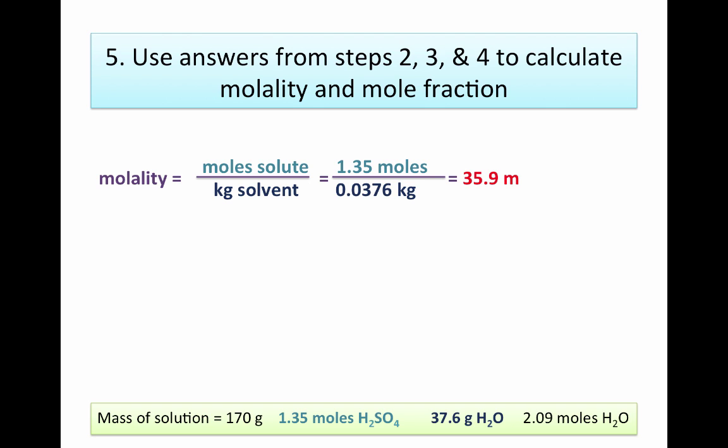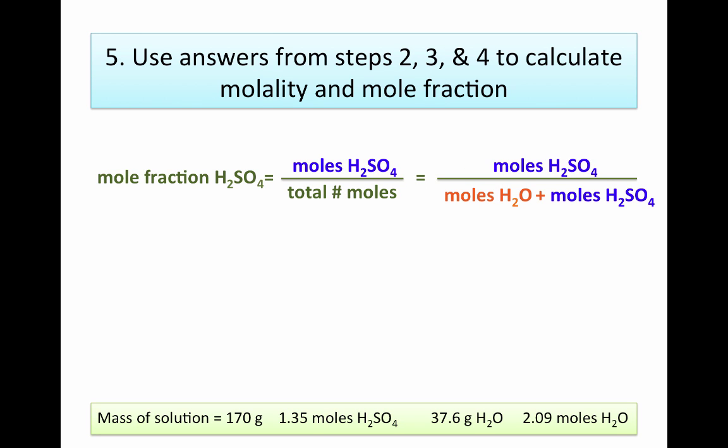Now, we put our mass in grams. That was useful when we were converting it to moles. You would actually need to do a separate conversion to convert it to kilograms, which I didn't do in this video. But you can see that it converts to 0.0376 kilograms, and that gives us a 35.9 molal solution of sulfuric acid. Now let's calculate the mole fraction.